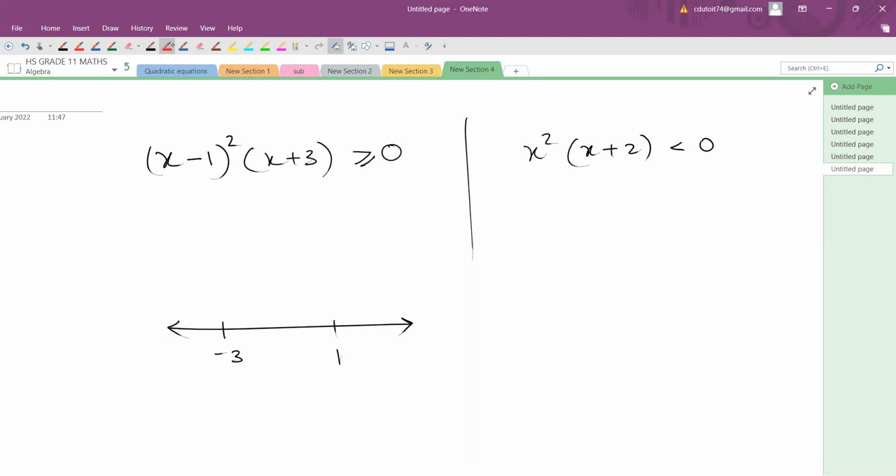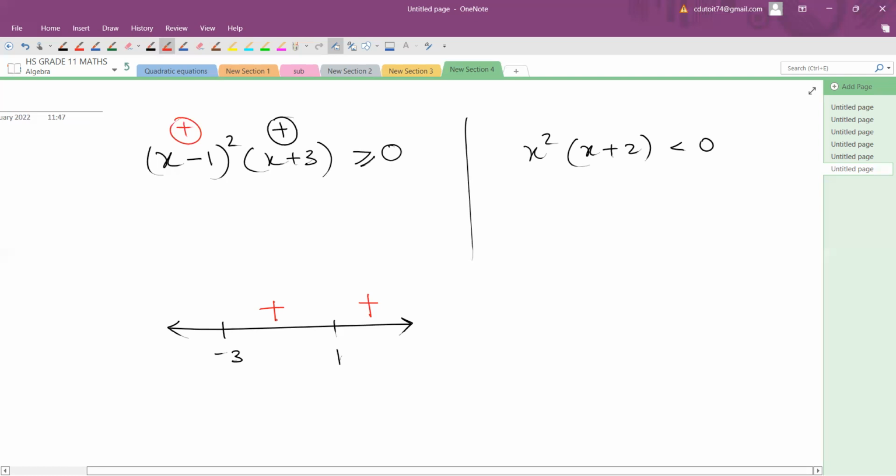But now look what happens here. If I put a value larger than 1 in, like a 10, 10 minus 1 squared is a positive. 10 plus 3 is a positive. Positive times a positive is a positive. Now, that square will always be a positive. It can never be a negative. So it won't change. If I put any value between negative 3 and 1, like a 0 in, I get a positive again. See that? It's not alternating. Now, if I put any value less than negative 3, like negative 10, I have a negative there, and then that one becomes a negative.